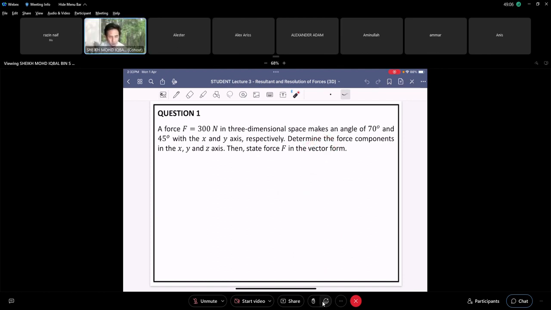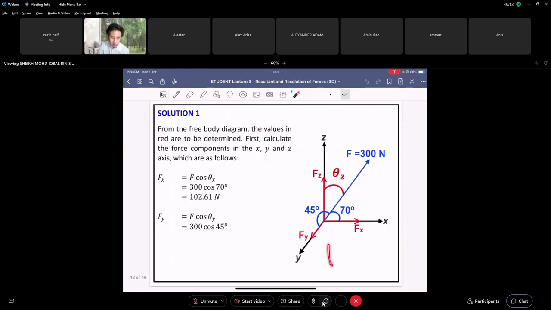Okay. So as with everything else, the first thing that you need to do is draw the free body diagram. So this is a free body diagram. Once you've drawn the free body diagram, it gets easy, right? Because this is in three dimensions, you have your x, y, and z. And then you have your force F here, which is 300 Newton. The blue ones are given in the question. The red ones are what you need to find.